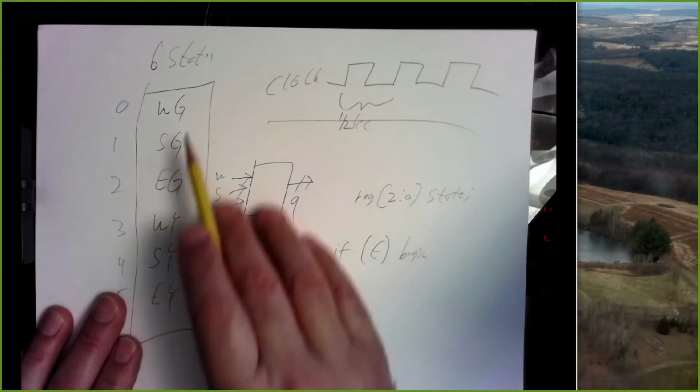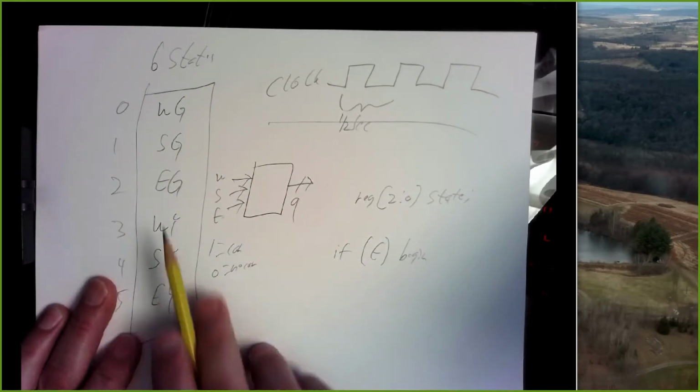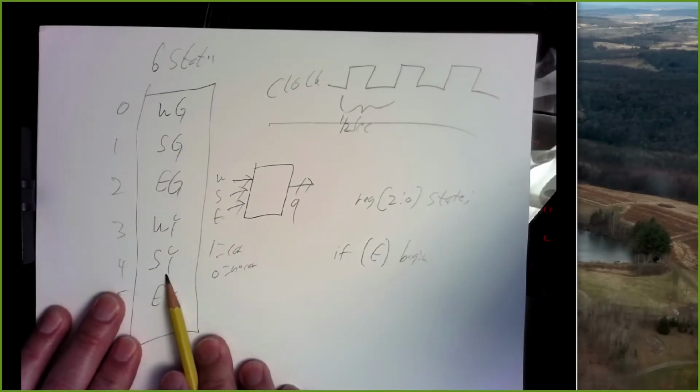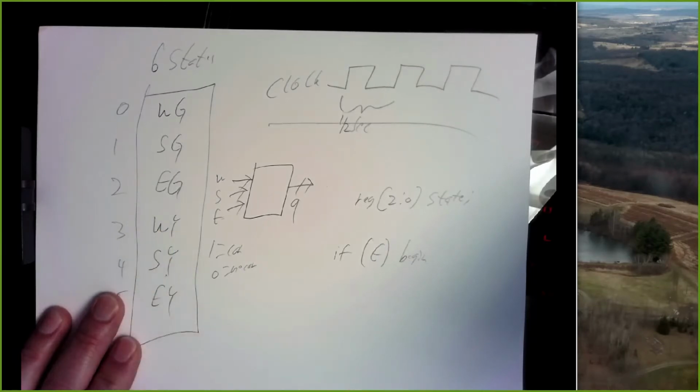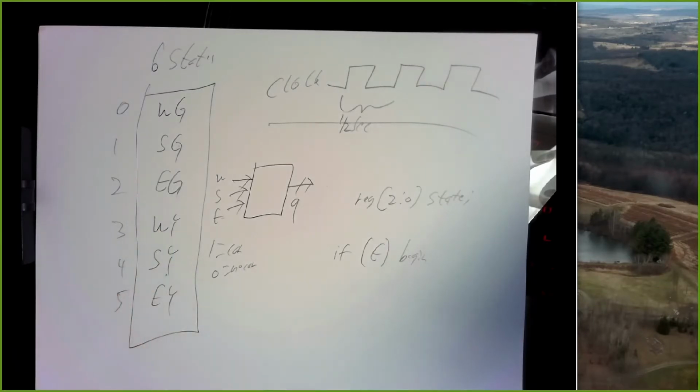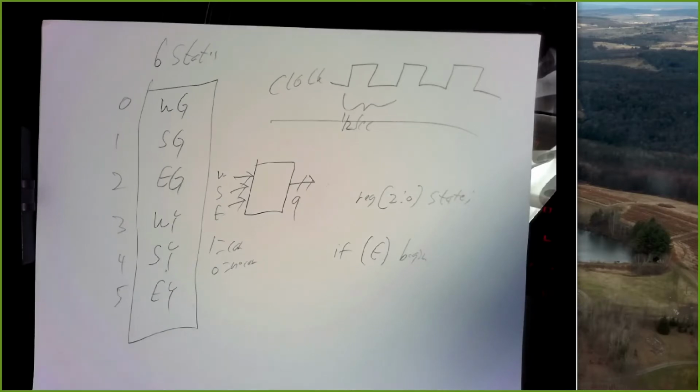So if state is equal to 0, set state equal to 3. If state is equal to 1, set state equal to 4. If state is equal to 2, we don't have to do anything because we can just leave things as they are. And if state is 5, maybe we'll not bother responding to this yet.